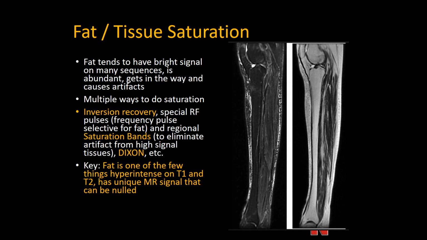There are also regional saturation bands, which you can use to eliminate artifact from high signal tissues, and Dixon sequences, which are basically a complex mathematical way to remove fat. The key is that fat is one of the few things that are hyperintense on T1 and T2. It has a unique MRI signal, and it can be nullified.